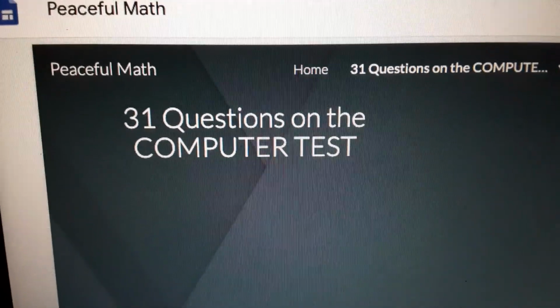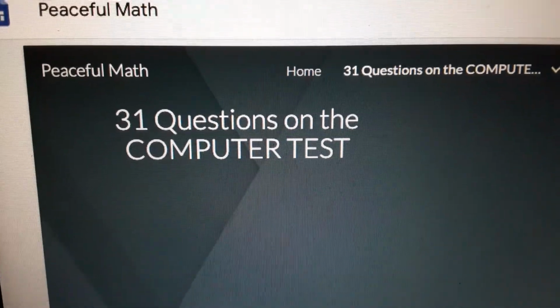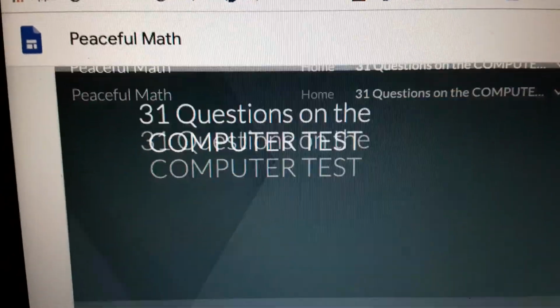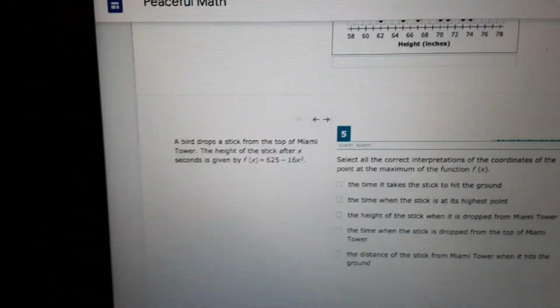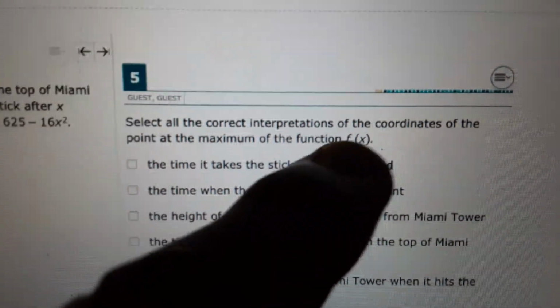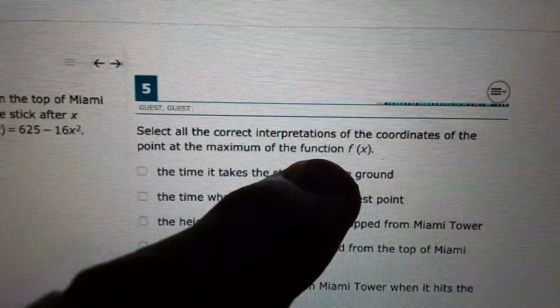This is another one of the 31 questions on a computer test. So how are we going to get there? Well, let's look at the fifth question here. Here we are. This one says, select the correct interpretation of the coordinates at the maximum value.